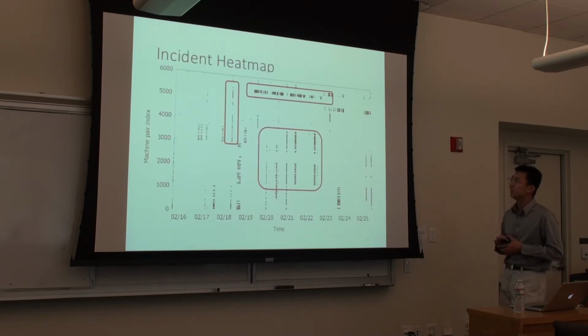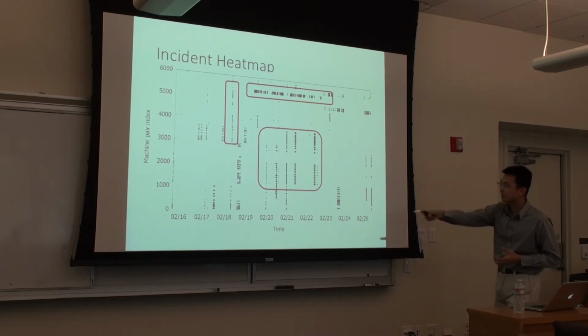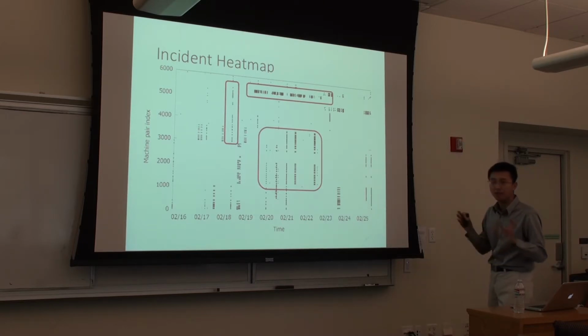So this is an incident. This is an interesting figure. This is called an incident heat map in Microsoft's data center. The x-axis is time, and the y-axis is the machine pair index.